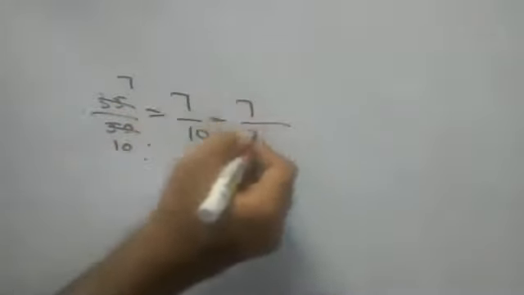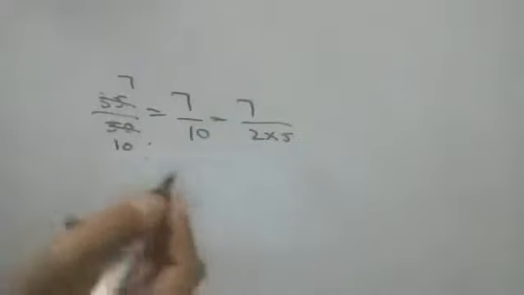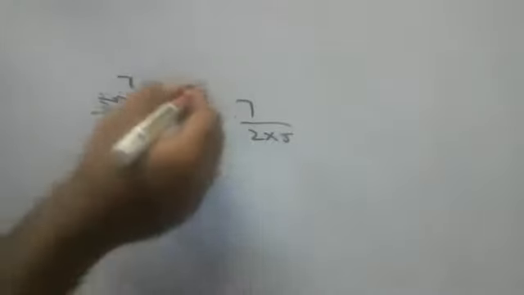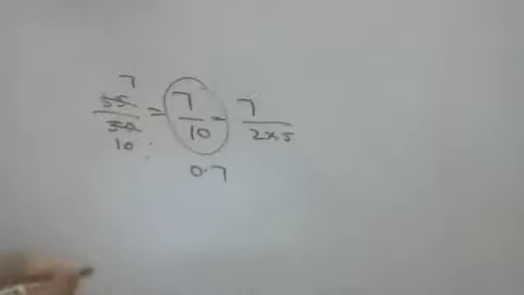Okay children. Or 35 by 50. Again children, without simplification, don't go ahead. 5 7s are 35, 5 10s are 50, so 7 by 10. 7 by 2 into 5. Factorization has only 2 and 5, so it's the best terminating decimal. 7 by 10 is 0.7. Okay, children.